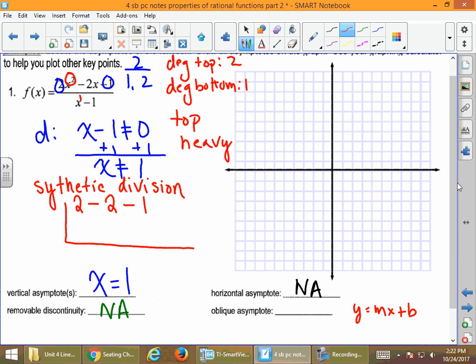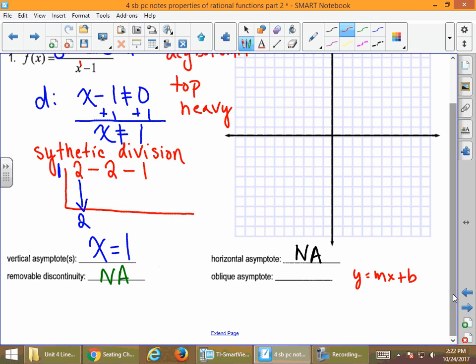We're dividing by x minus 1. So when we do our synthetic division here, we're going to change the sign. Since it's minus 1, this is going to be a plus 1. And we're going to bring down the first term, which is the 2. That's how we set it up every single time. But if we're missing a term, we have to put in a 0.